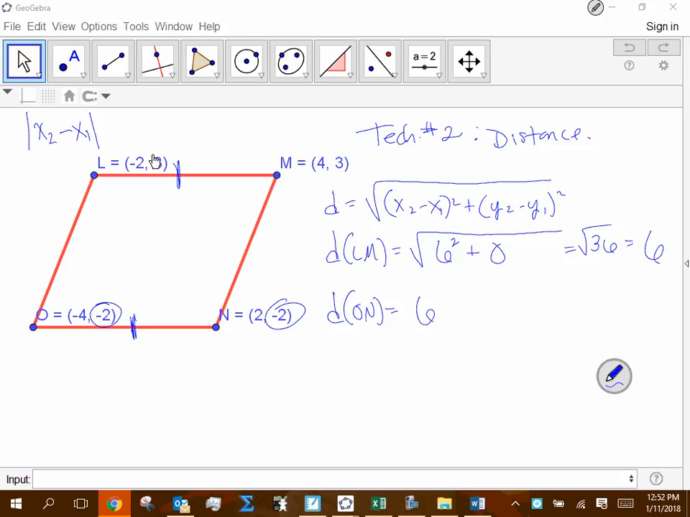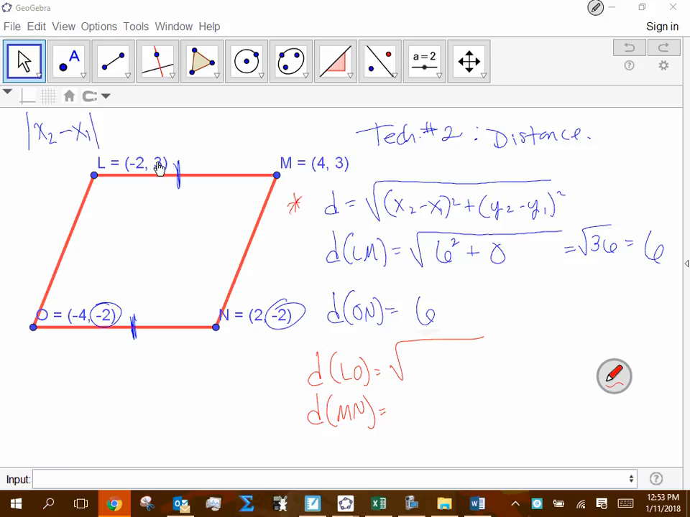Now we got those sides to be congruent. What do we need to know about the other two sides? What's the relationship between LO and MN that we need to show? Yeah, we need to show that they're congruent. Okay? So now this is not a vertical or horizontal line, so we have to use this formula here.